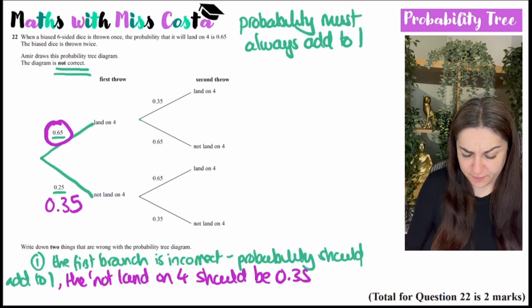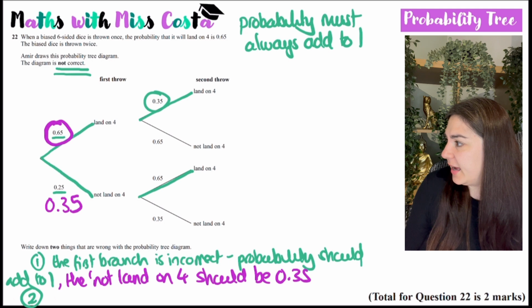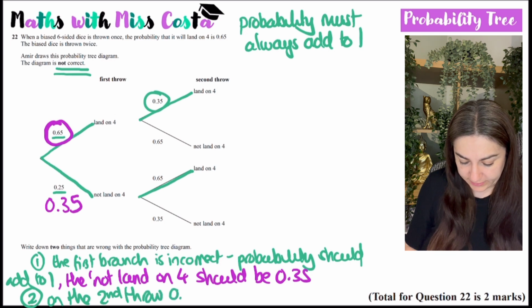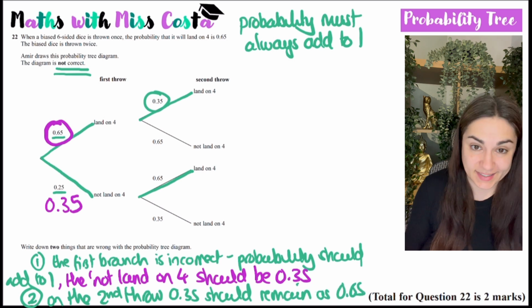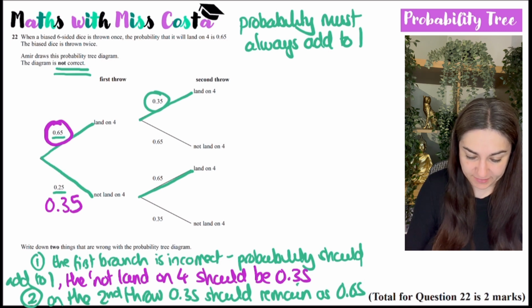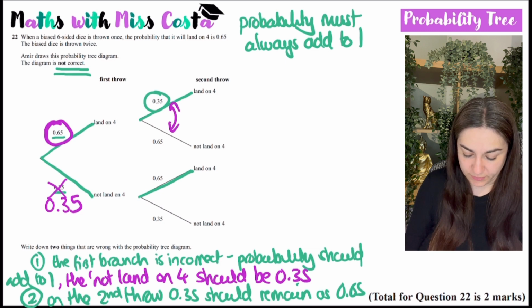And then the second thing that is wrong is each time it's thrown, probability renews. So the fact that it should land on 4 should always be 0.65. So this bit here is wrong. So the way you could word it is on the second throw, 0.35 should remain as 0.65 because the probability is the same. So yeah, he's just made a few silly mistakes, so that's wrong. And these two should be swapped around.